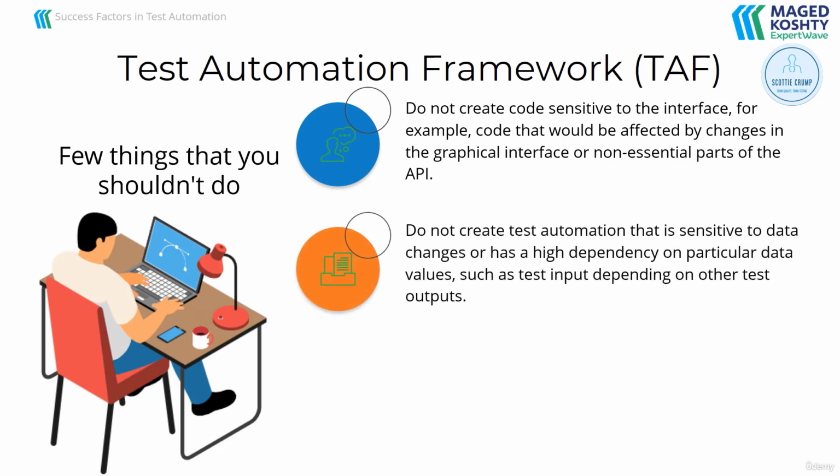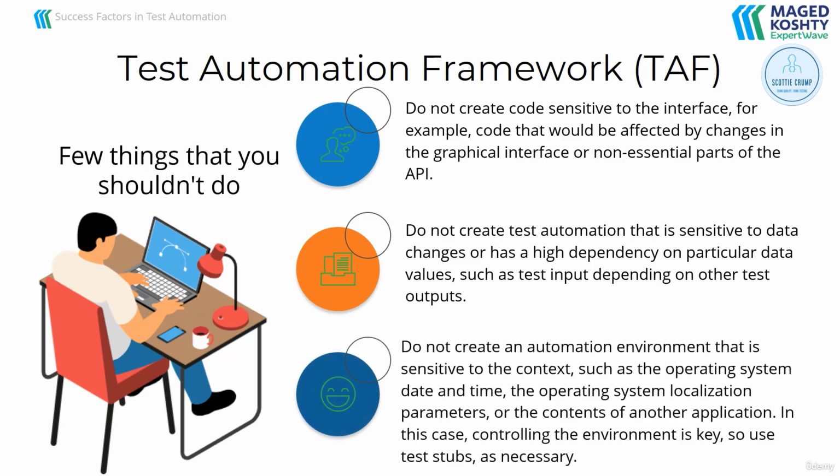Don't create test automation that is sensitive to data changes or has a high dependency on particular data values, such as test input depending on the other test outputs. Don't create an automation environment that is sensitive to the context, such as the operating system date and time, the operating system localization parameters, or the contents of another app. In this case, controlling the environment is key, so use test stubs as necessary.